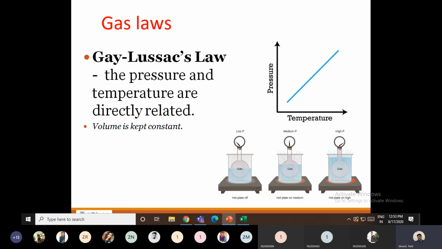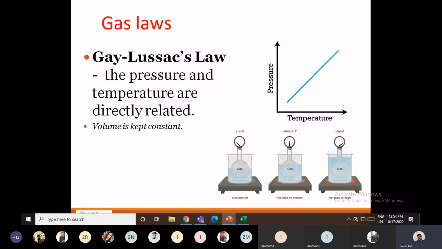To understand how this graph is plotted, one experiment is conducted. In that experiment, a hot plate is taken and a container, a barrel, is filled with a liquid, and that barrel is fitted with a conical flask which is filled with a glass, and at the end of the conical flask a pressure gauge is attached. As soon as we turn on the hot plate, heat will be added, as shown in the second diagram.